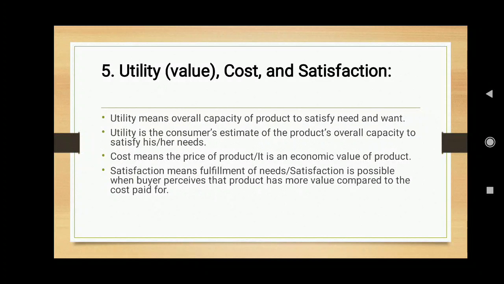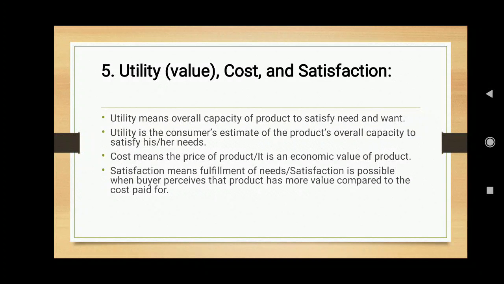So utility is the capacity of a product. It is the ability of the product to satisfy the consumer, right? If a consumer consumes chocolate, or if a consumer consumes juice, what is the satisfaction level he is getting from that particular product? It is called utility. So utility is the consumer's estimate of the product's overall capacity to satisfy his or her need, right?